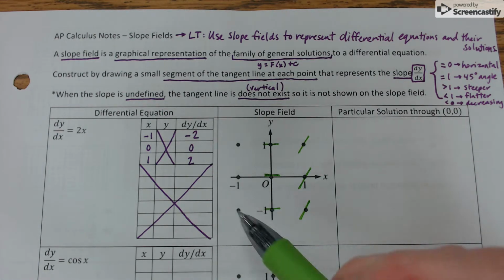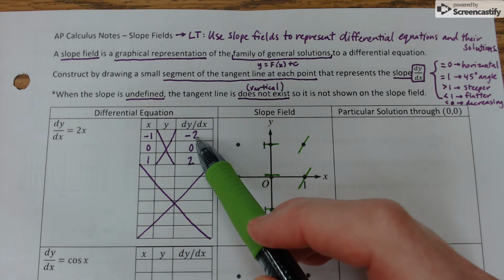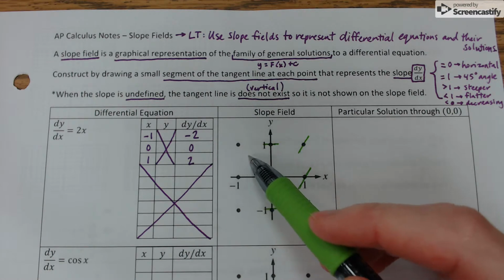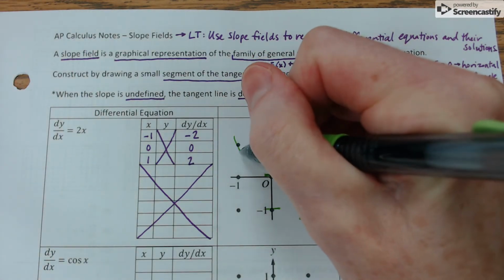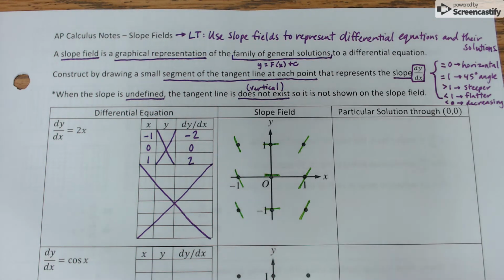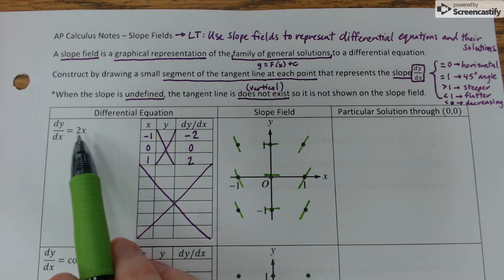So in our last column where x is equal to -1, we came up with a dy dx slope value of -2. So I'm going to make it a little steeper than a 45-degree angle, but make sure that I slant it in the decreasing direction for each point. So what we're looking at here is, at each point, the slope of a function y whose derivative dy dx is 2x.